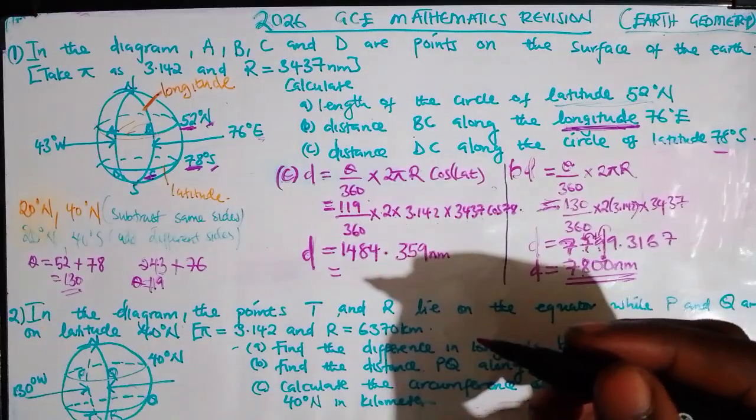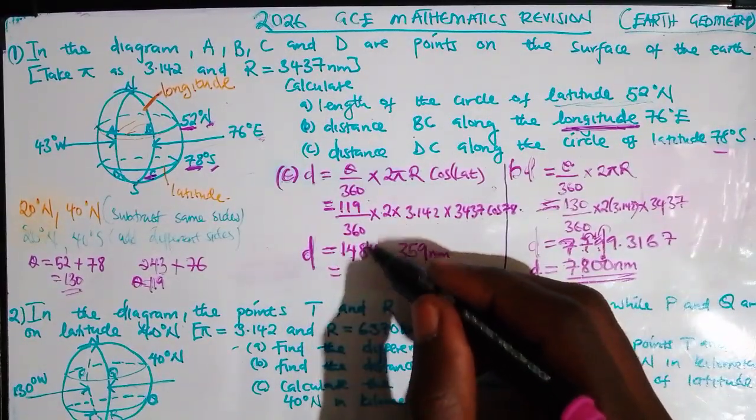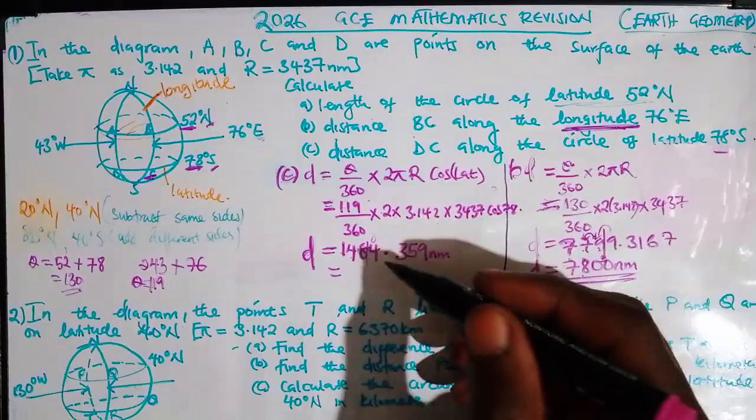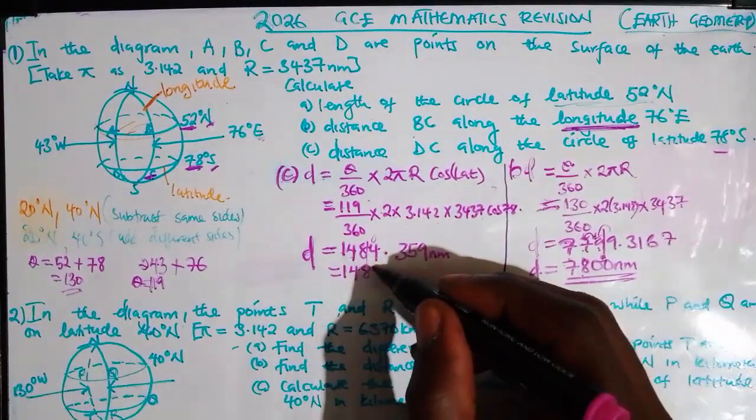Again, remember, how many significant figures? 3. Count 1, 2, 3. Is the number after 8 bigger than 5 or 5? No. So you just replace it with 0. So you say 1,480 nautical miles.